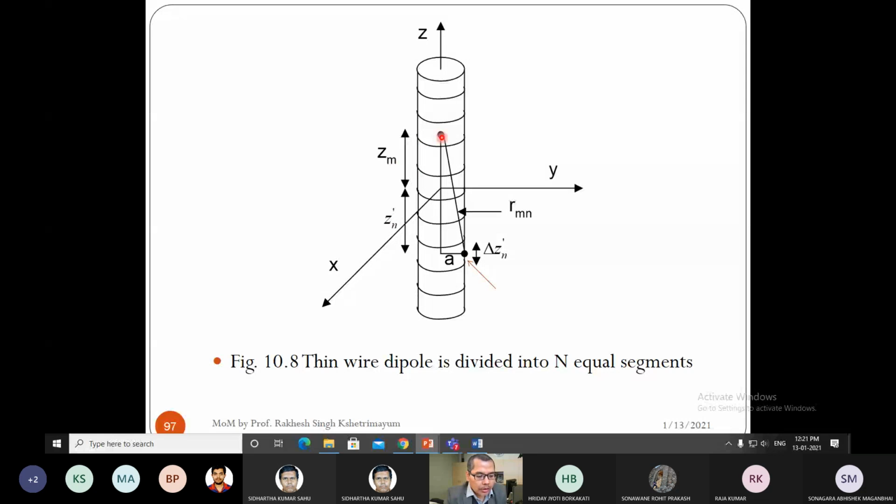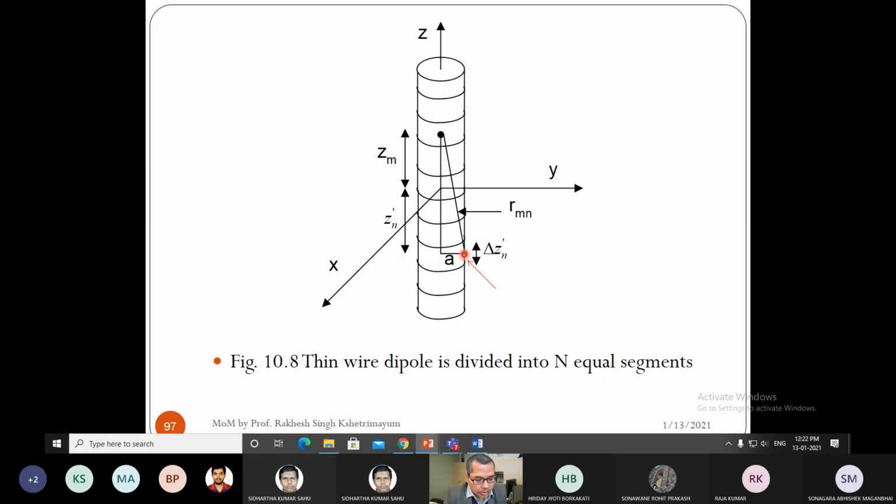Now, most of the time I need the distance between the source and observation point. For this particular case, the distance between the source and observation point is Rmn. This is the mth observation point, this is the n dash, the nth source point, and the distance between them is Rmn. That's how I find the distance between the source and observation point.